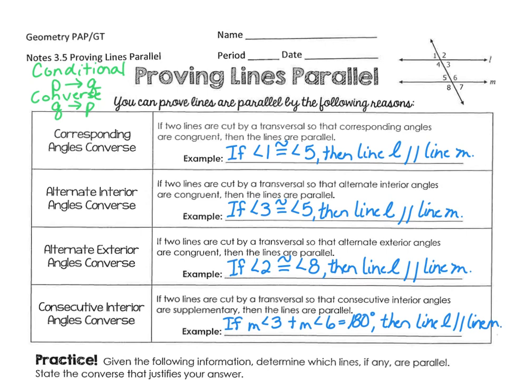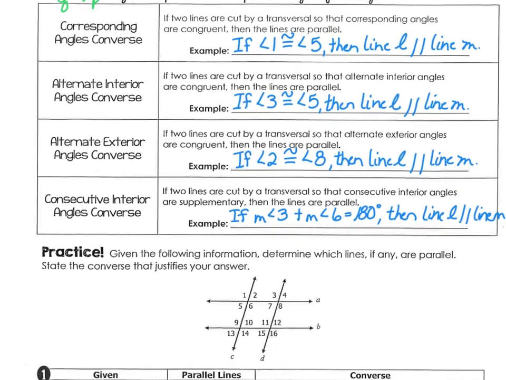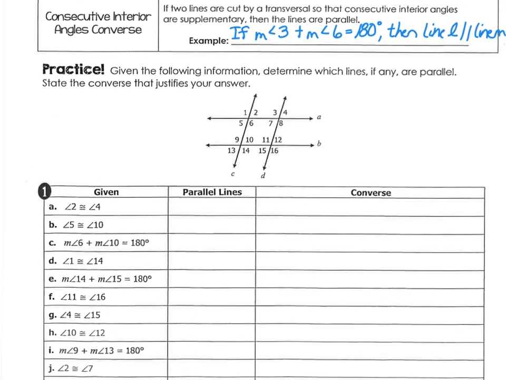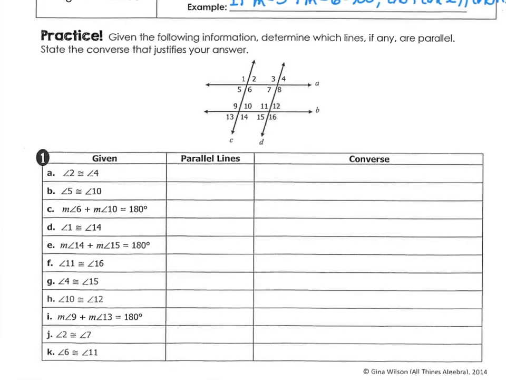All right, let's look at some examples applying these converses. So what we're going to do here is look at the information that we're given and determine if we can prove any lines parallel, and if so, which converse are we using to justify our answer? We won't do all of these examples, but they will all be worked on the copy of the notes that's posted on the Unit 3 calendar.